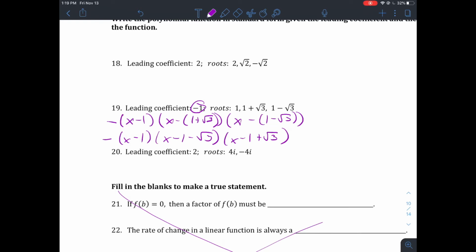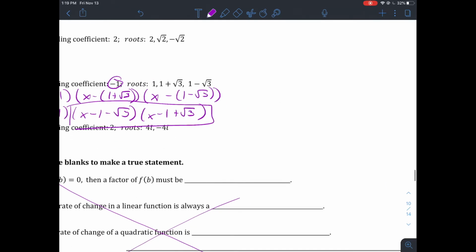Now they want this in standard form. This is in factored form, so you need to multiply this out to get it into standard form. Now, someone asked, does it matter the order that you multiply them in? No, but I recommended getting rid of the roots and the i values first. So I want to multiply these guys first, all right? So let's go ahead and do that. We've got x minus 1 minus root 3 times x minus 1 plus root 3. So we're going to have to distribute 3 separate things here.